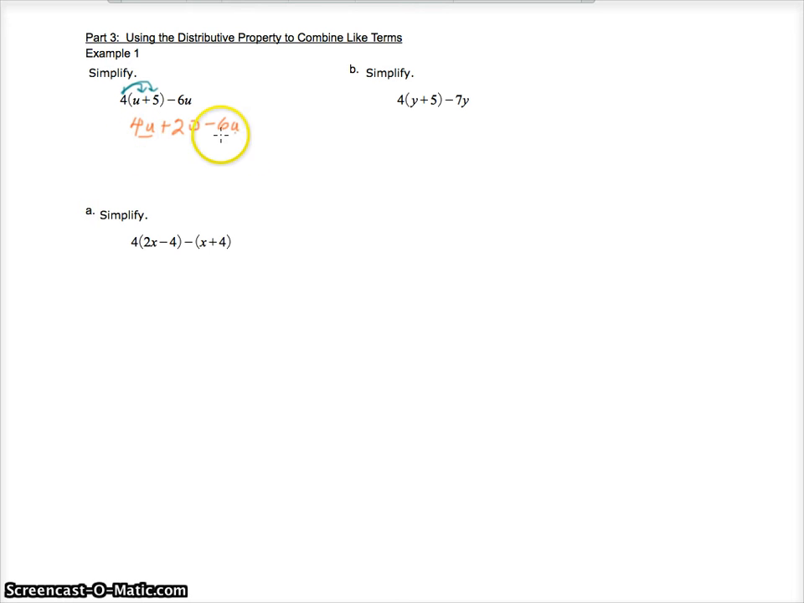Here are my u's, but they're spread out. So how I want to rewrite this is 20 plus 4u, since it was positive 4, minus 6u. Now I've got 4u minus 6u. If I keep change, 4 plus negative 6 is negative 2u. And then I have 20 with it. So I end up with 20 minus 2u. These are not like terms, so I cannot combine them.